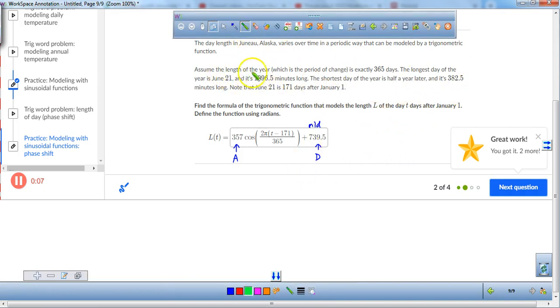It says, assume the length of the year, the period, was exactly 365 days. Well, look what ended up being our denominator, 365. And then it also said, note that June 21st is 171 days after January 1st. And look how that is how we end up writing that. So you can kind of see how this was shifted 171 units, and that deals with our phase shift.